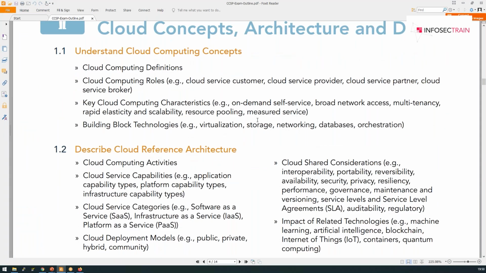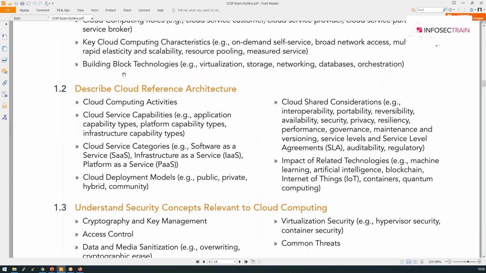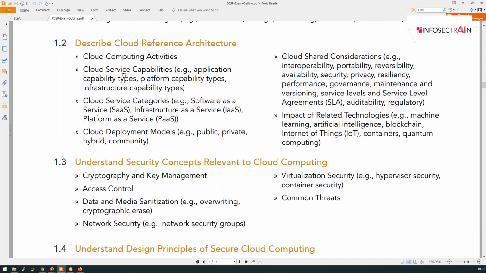So that's about the cloud computing concepts. You have to have a very clear understanding of this if you want to pass the exam. Then we have to discuss the cloud reference architecture. Cloud reference architecture is a very important thing you have to understand. We have to understand the various activities we have to do in the cloud platform. And these words are very important. What is interoperability? What is portability? What is reversibility? What is availability? So these words are very important. I'll give you a simple example for this.